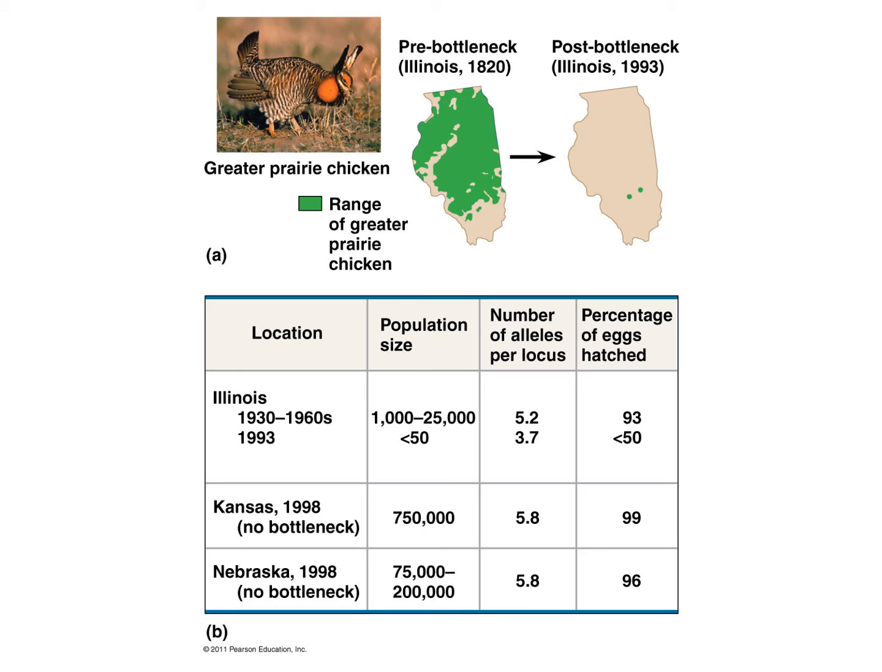So the remaining populations went through a bottleneck and have very low levels of genetic diversity, and that has had a real negative impact on their reproductive success. So decreases in population size can have profound effects on gene pools.